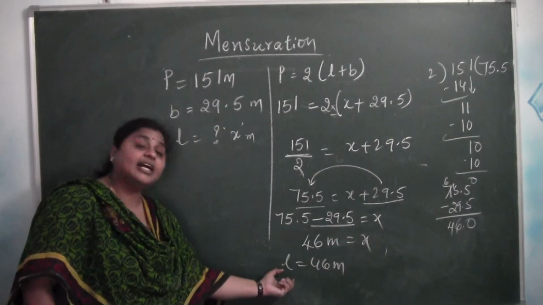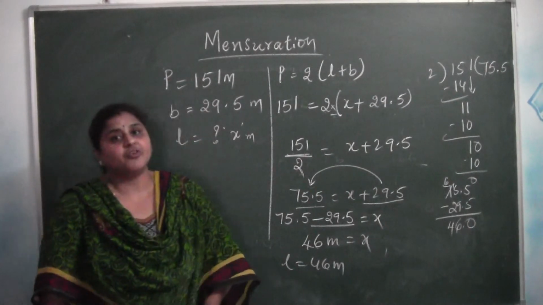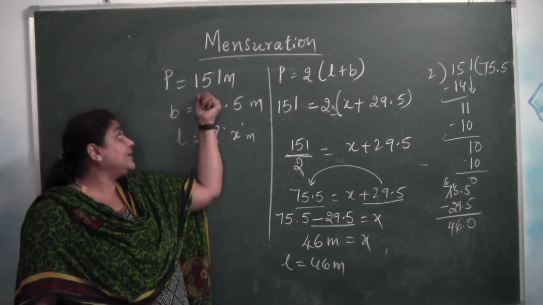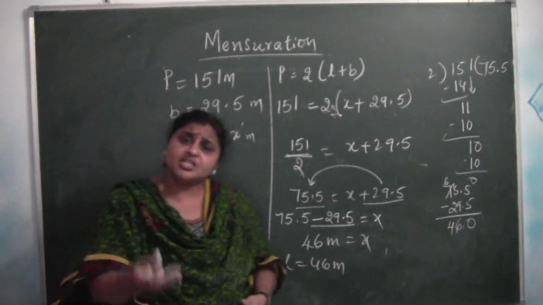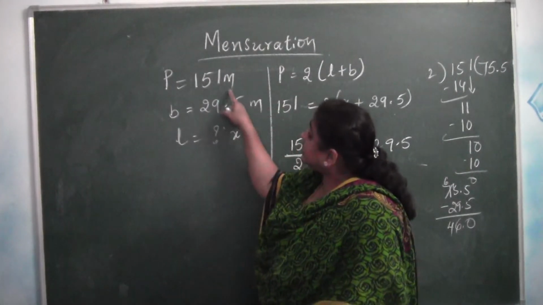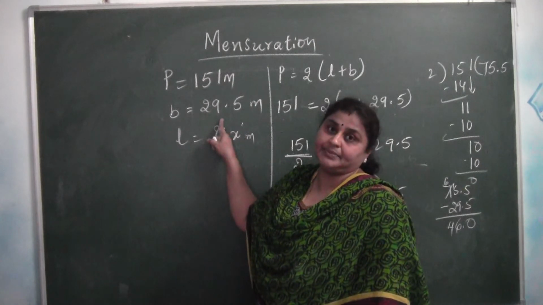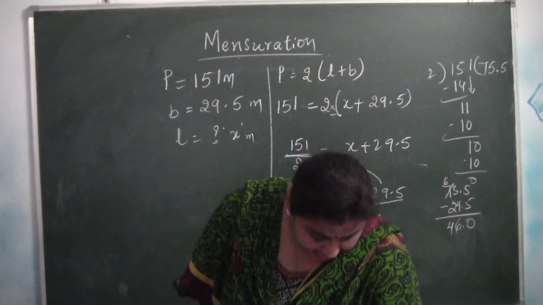So what is x that we have taken? Length. Length is equal to 46 meters. This is how, when perimeter and breadth are given, you calculate the length. The same procedure is followed when perimeter and length are given, and you have to calculate the breadth. Got it? The same procedure. Next, look into your next problem.